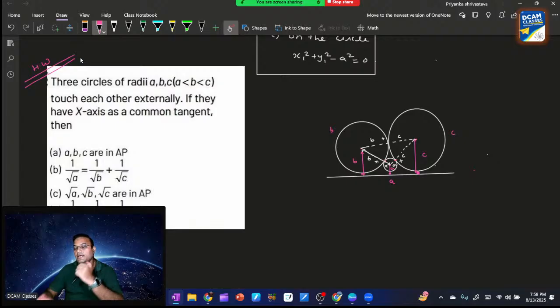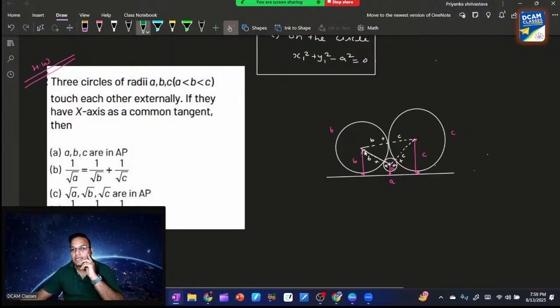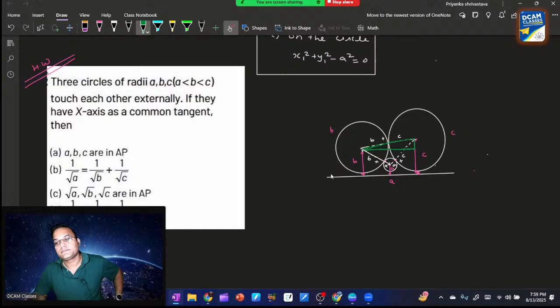I won't tell you which kind of triangle you will form. That's where your thinking lies. Okay, let me give you this triangle now. You will make use of this triangle ultimately to find out the relation. Now it's up to you how you will do it. Okay, I have given you enough hints.